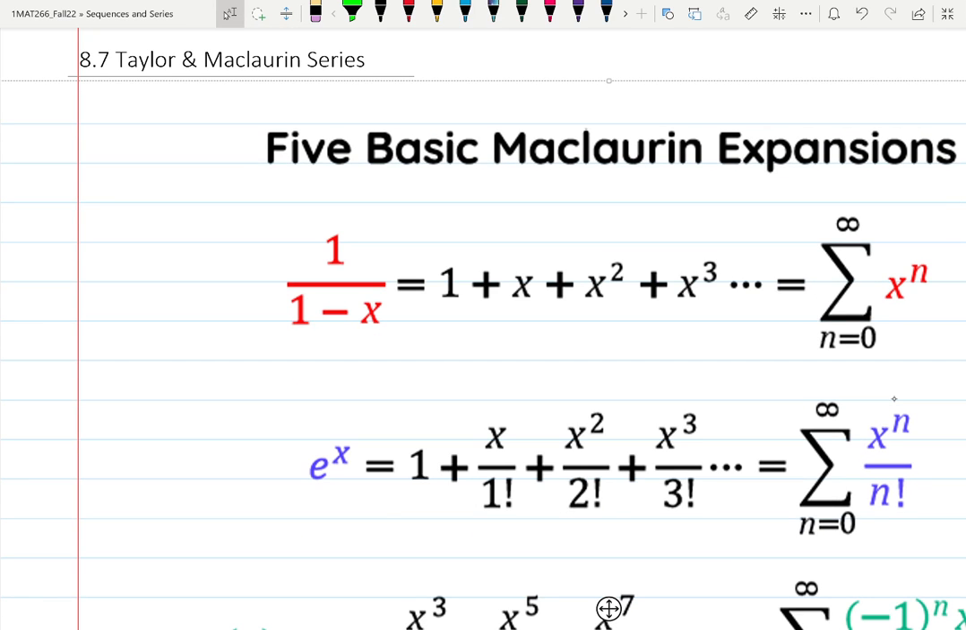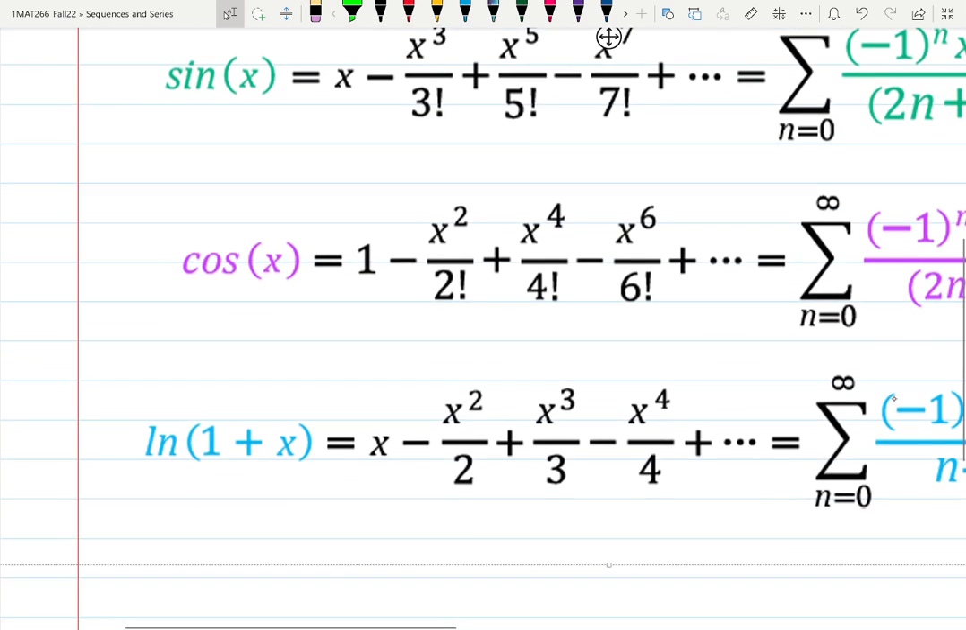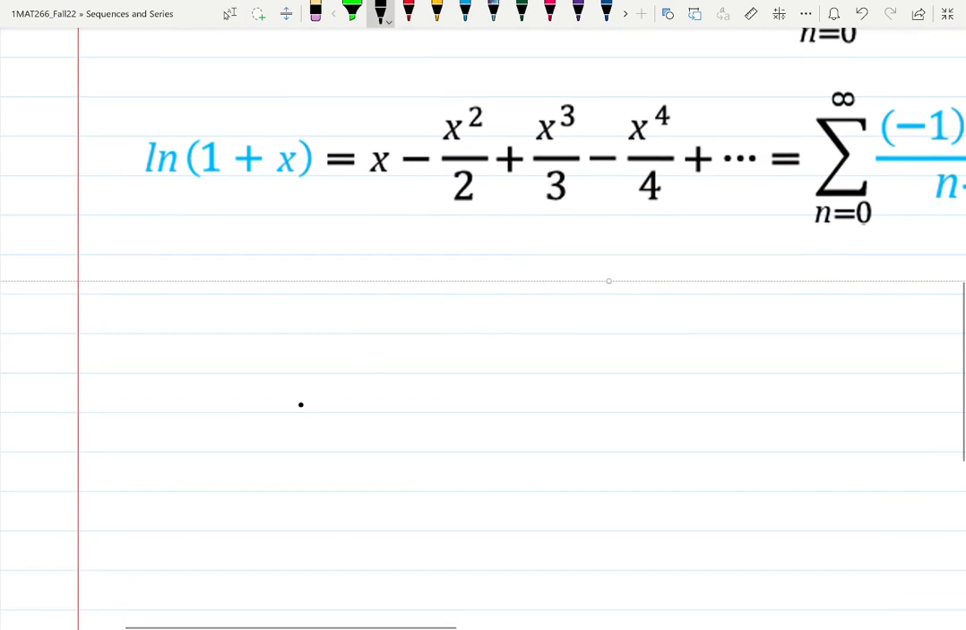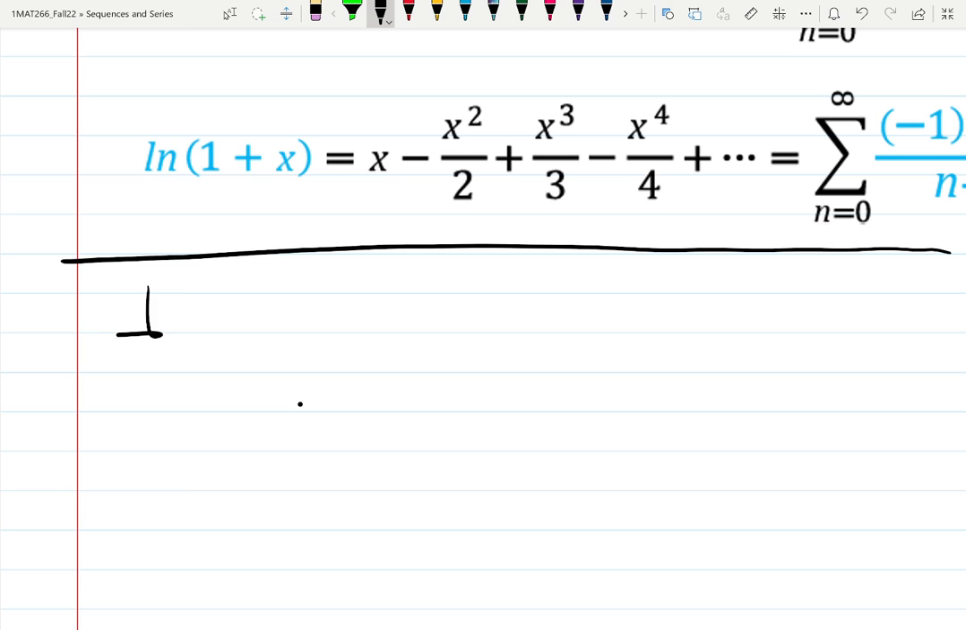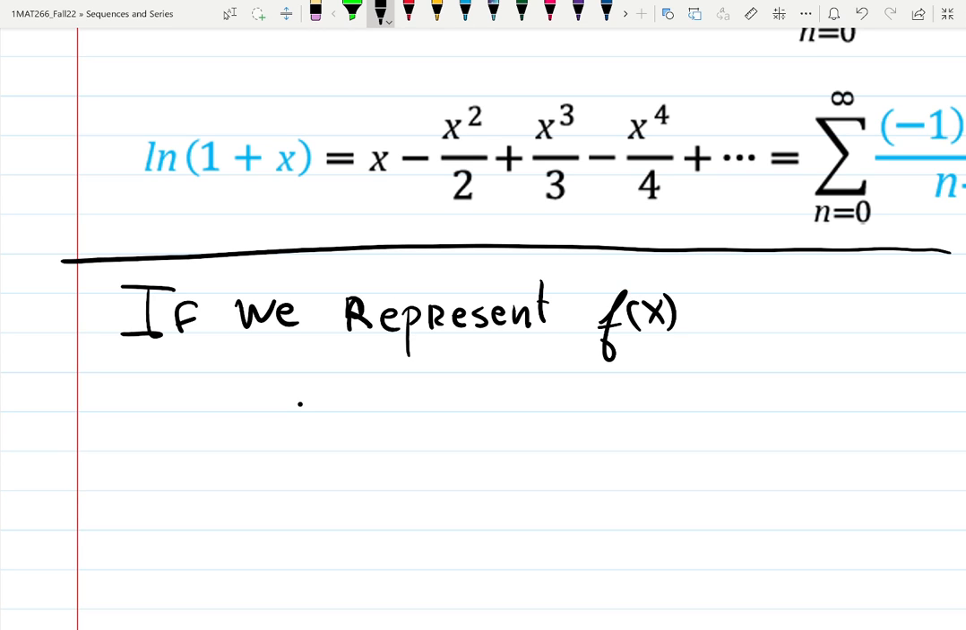Taylor and Maclaurin series. So we're going to finally figure out how old this amazing series we found and created. We're going to teach you how to create others. Let me start with saying that if we represent f of x as a power series, we're going to do it like so.